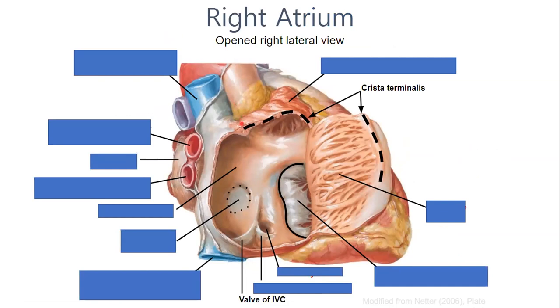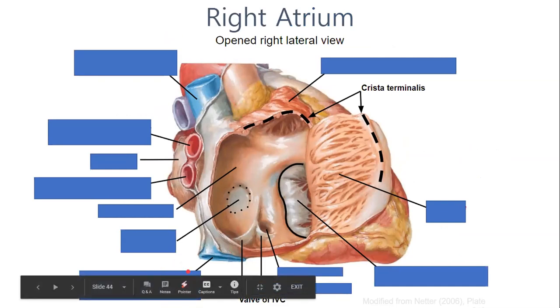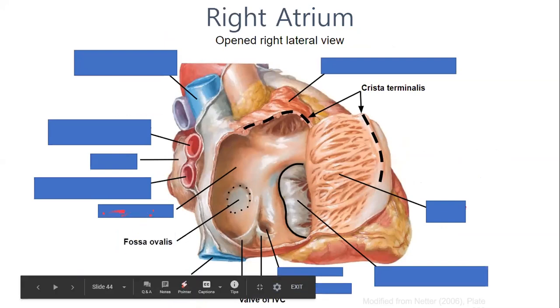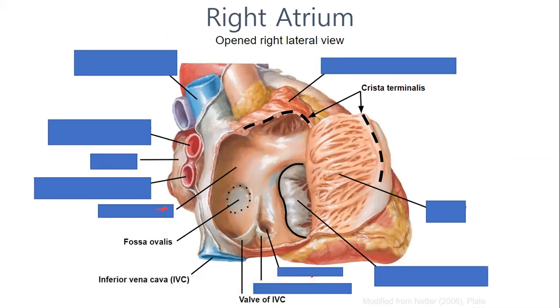Let's see where we start here. Looks like down here, this one's kind of straightforward, huh? Inferior vena cava. Yep. Right here. Is that the fossa? Yes. I think this is just pointing to the general area. Atrium. Right. Oh, okay. My mistake. Right here.